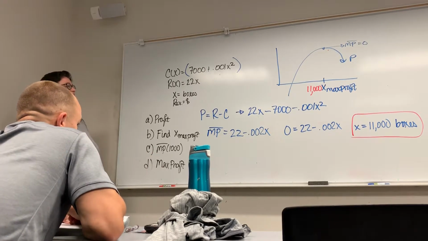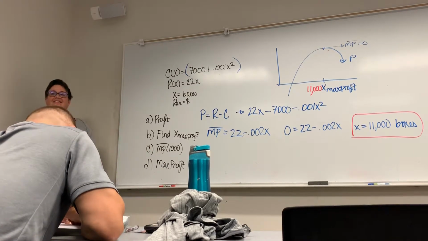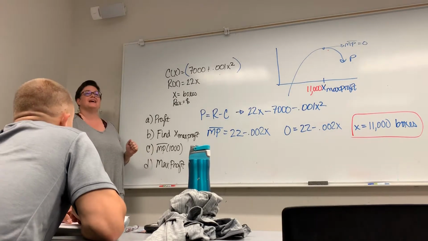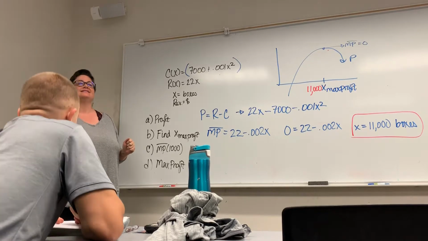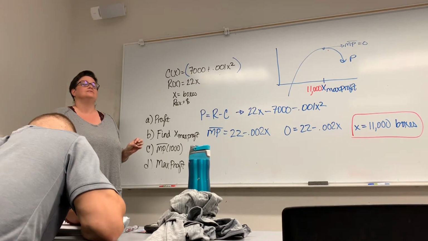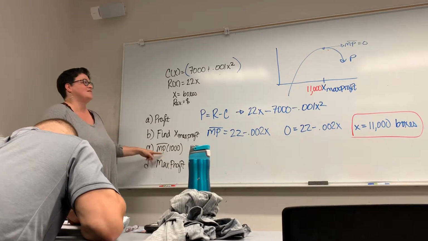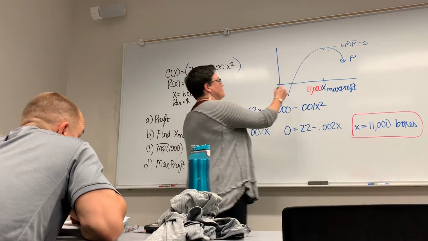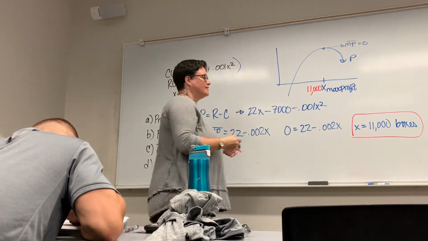Marginal profit at 1,000. So what do I do here? What did I ask you guys to do? Find marginal profit when X is 1,000, which is a derivative of the original function. You plug an X into a derivative, you get out a slope. So we're going to plug this X into this derivative and get out a slope at 1,000, which will be over here somewhere. We're not sure where, we just know it's to the left of 11,000, right?